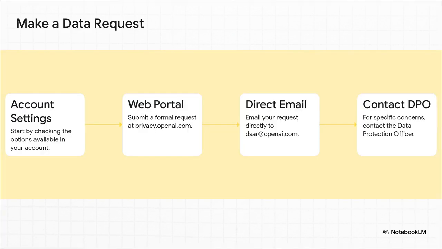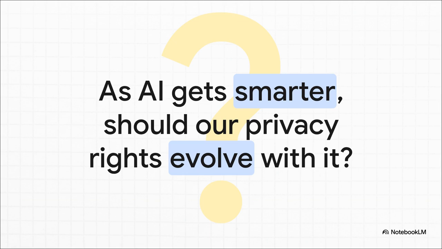So how do you actually do it? Well, some options are right there in your account settings, which is your first stop. For a more formal request, though, you can use their dedicated privacy portal or email a specific address. And for really serious concerns, they even give you a direct line to their data protection officer. The pathways are there.